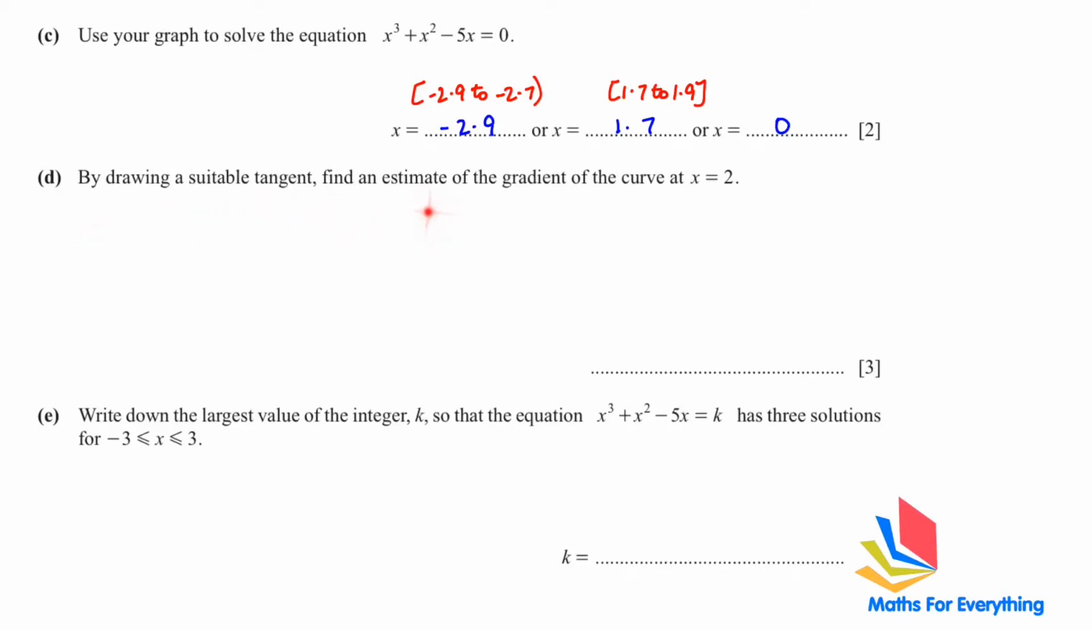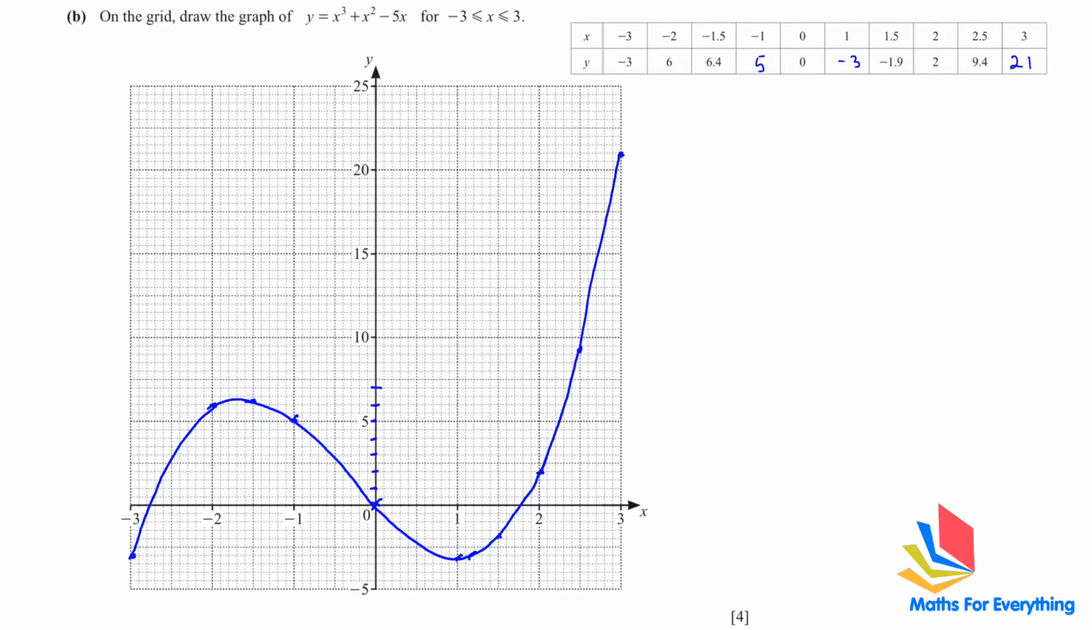Part D. By drawing a suitable tangent, find an estimate of the gradient of the curve at x is equal to 2. So we have to draw a tangent at 2. What does that mean? That we have to draw a straight line which touches the curve when x is equal to 2. So let's do that. So this is how you will draw the tangent.